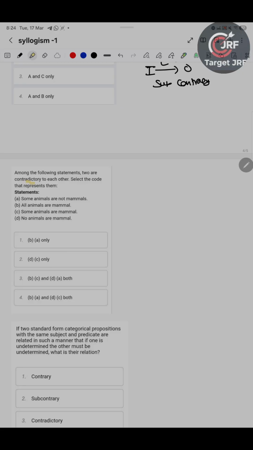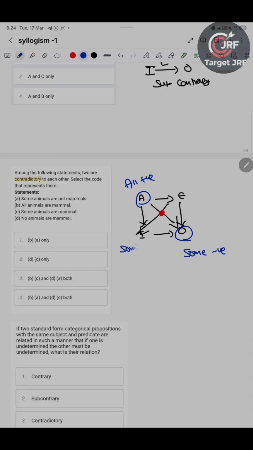So we know that this is contradictory. Contradictory means again we have to draw the square of opposition. A, E, I, O. I keep telling you, contradictory means the middle statements. So A to O and E to I. That is what we are going to identify in this also. A to O: A is an all positive statement and O is a some and negative statement. I is a some and positive statement, and E is an all and negative statement.